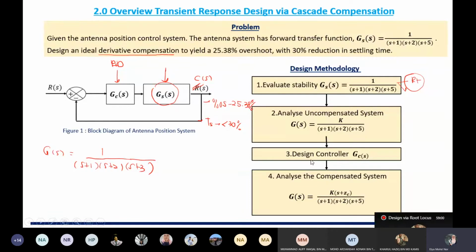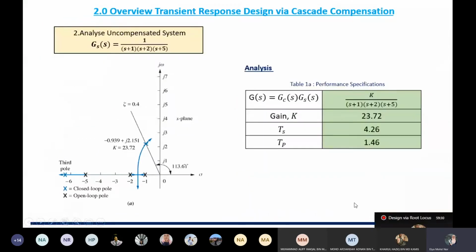Third, we design the controller, which is Gc here. And number 4 is we analyze the compensated system, where in this case, since we are using a PD controller, you know that PD will be s plus zc. So the compensated system will be K(s plus zc) over (s plus 1)(s plus 2)(s plus 5). Right? So let's look at how we solve it. Let's look at the second step: analyze the uncompensated system.